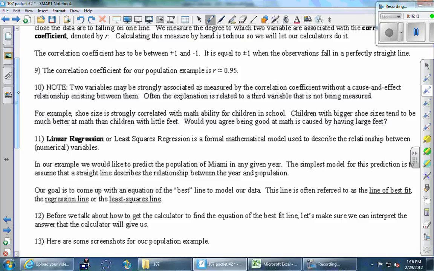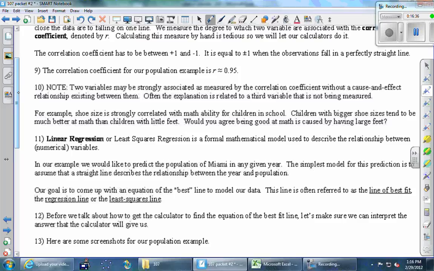Okay, so this is perfectly true. Children with bigger shoe sizes are better at math than children with small shoe sizes. There is a very strong relationship, a very strong correlation between the size of your shoe as a kid and how good you are at math. Would you agree that having large feet makes you better at math? No. What's the underlying? A causes B, B causes A, or C causes A and B. So what's the C that Iris is talking about?